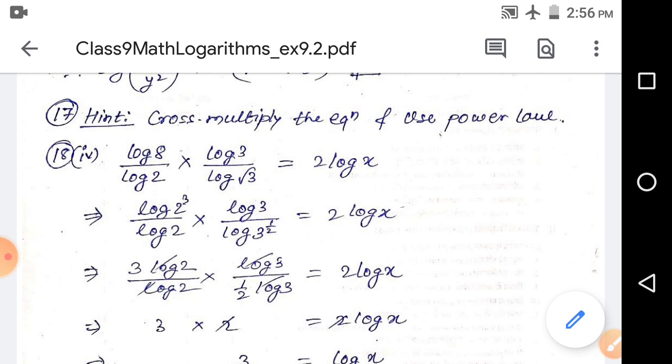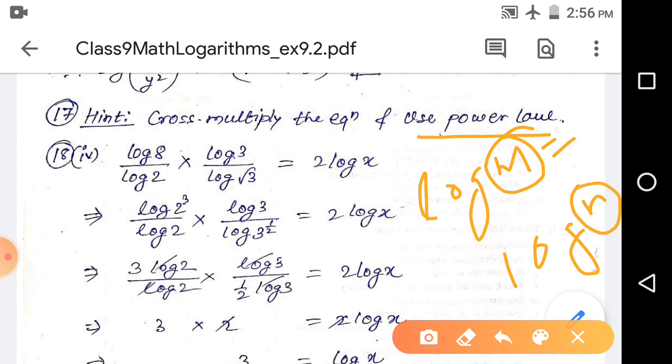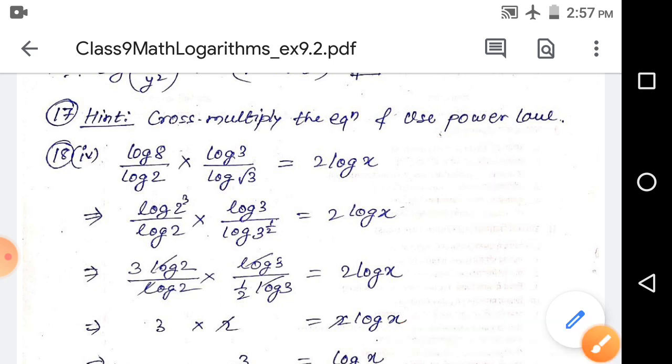Then we can use the power law as it is instructed here, and we can see the LHS part and the RHS part. Then we can use the idea that if log m equals log n, then m must be equal to n. So we have log x cube on the left hand side, and on the right hand side it is log y square. So x cube equals y square. Then whatever we have to find out in the question, we can easily find out.